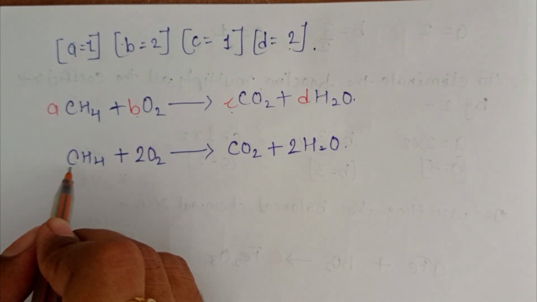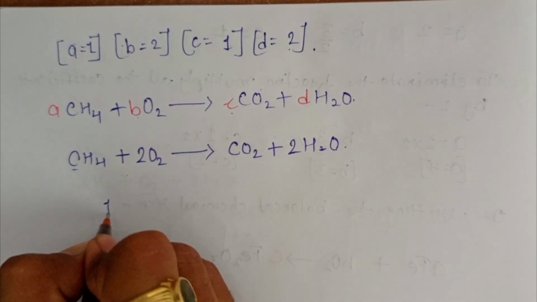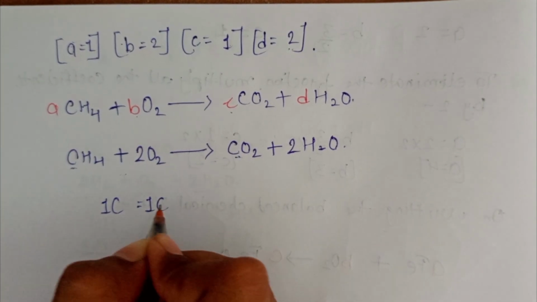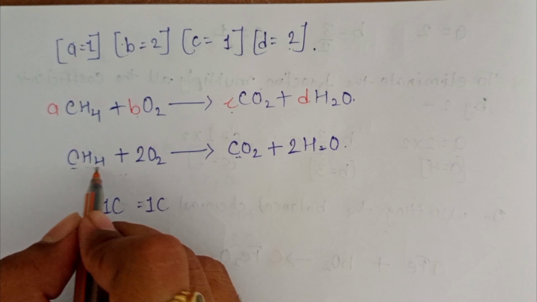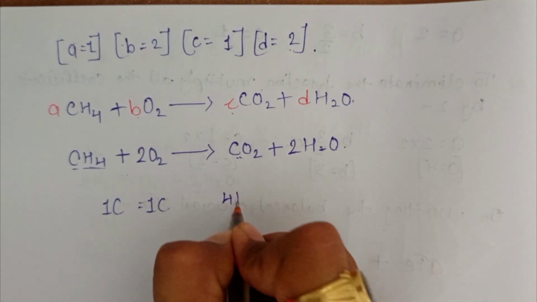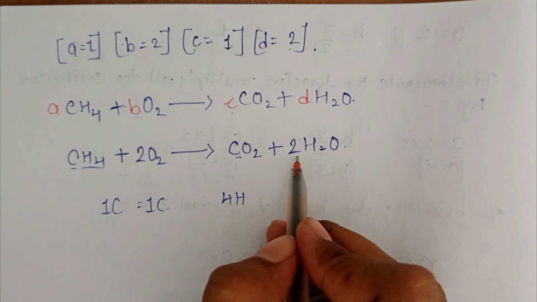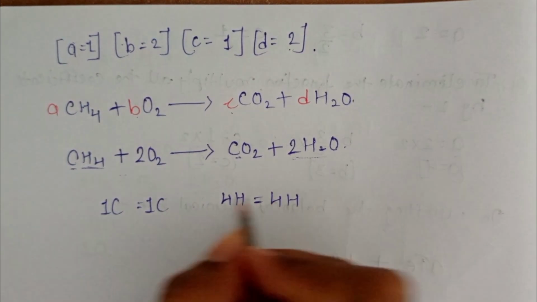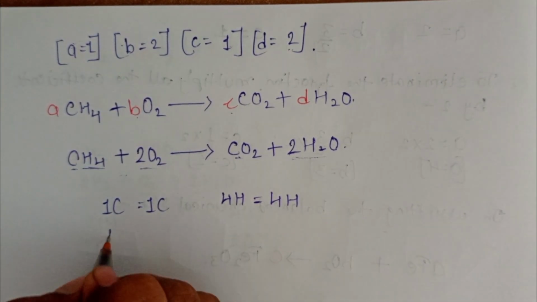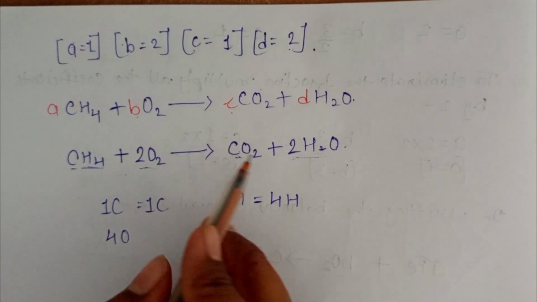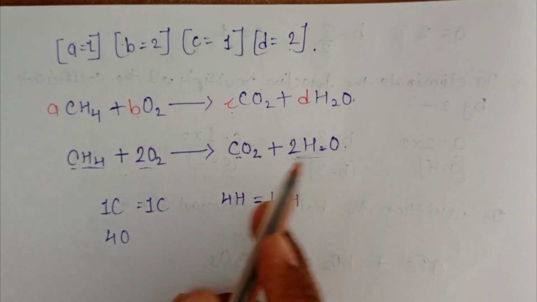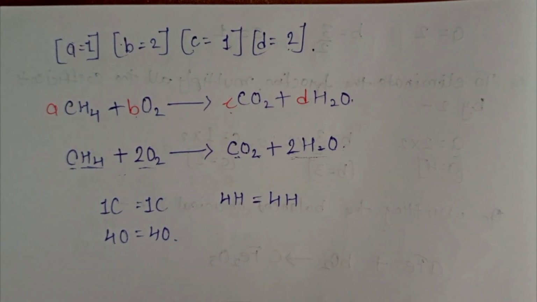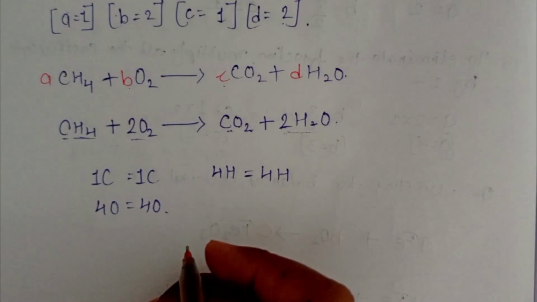Now check. Carbon atom 1 carbon here, and on the product side 1 carbon atom. Okay, for hydrogen 4 hydrogen atoms on reactant side and 2 into 2, 4 hydrogen atoms on product side. Oxygen atoms 4 oxygen on reactant side and 2 plus 2, 4 on product side. It is our complete balanced reaction.